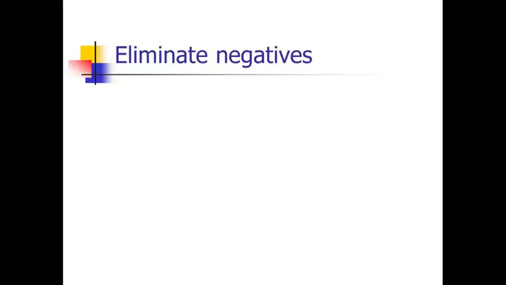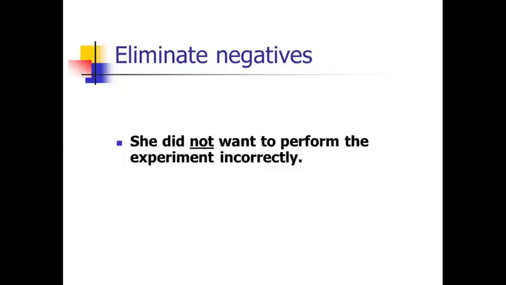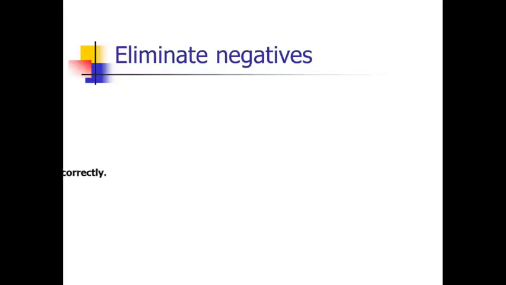So eliminate negatives. This is a great little tip that you may not have ever thought of, but things like, she was not often right. There's a way to turn that into a positive, right? You can say she was usually wrong. So whenever you encounter a not in your writing, see if you can turn it into a positive. You can almost always do it, and it's usually much clearer when you use the positive construction. Here's another example. She did not want to perform the experiment incorrectly. You can see the kind of double negative there, right? So how do we turn that one into a positive? She wanted to perform the experiment correctly. That's obviously much clearer, that second sentence.